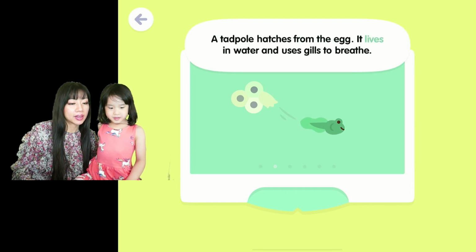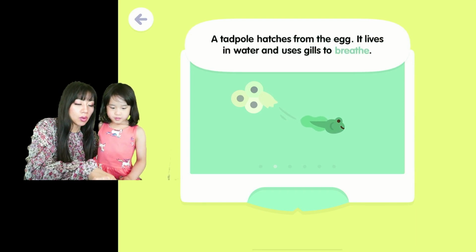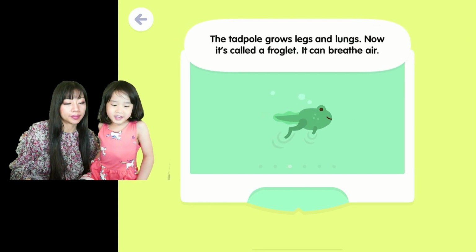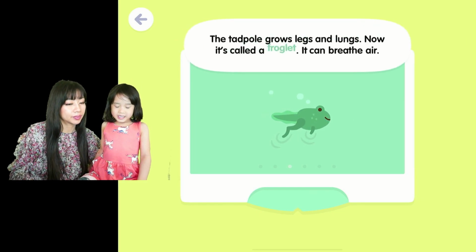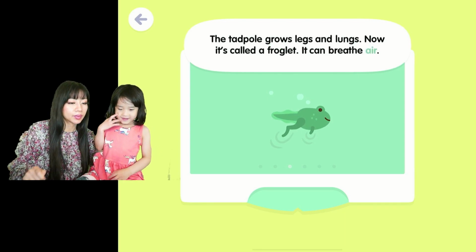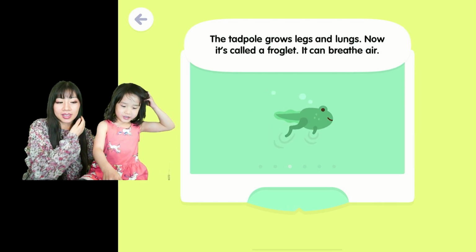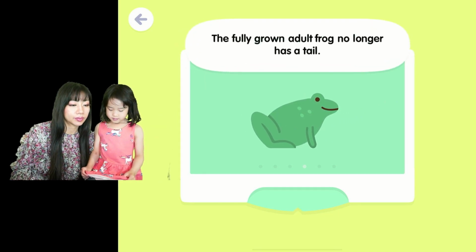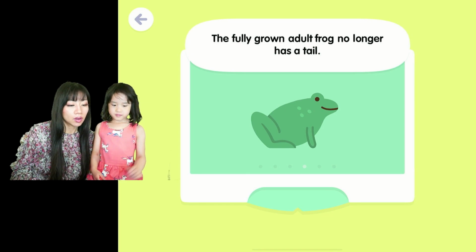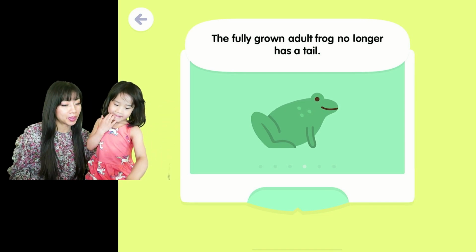A tadpole hatches from the egg. It lives in water and uses gills to breathe. Oh, look, it lives in the water. Then the tadpole has legs and lungs. It's called a froglet. It can breathe air. Look, legs and lungs. Now it has turned into the frog. The fully grown adult frog no longer has a tail. Oh, look, the tail disappeared.